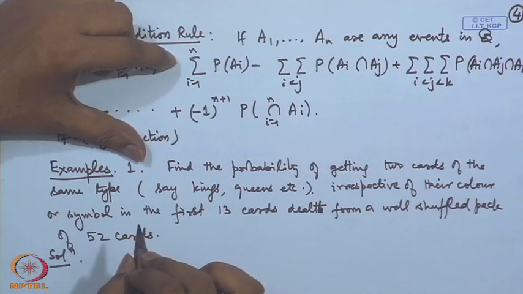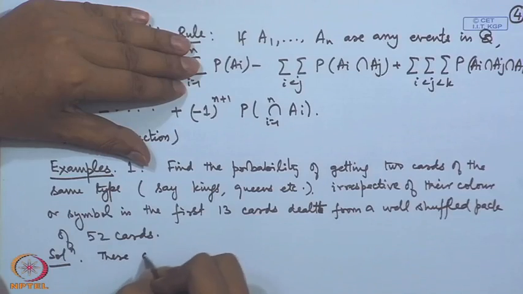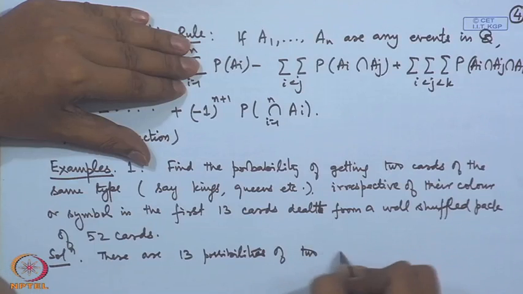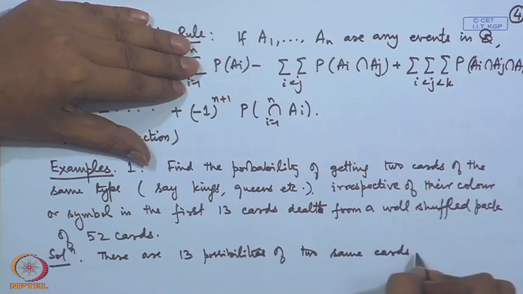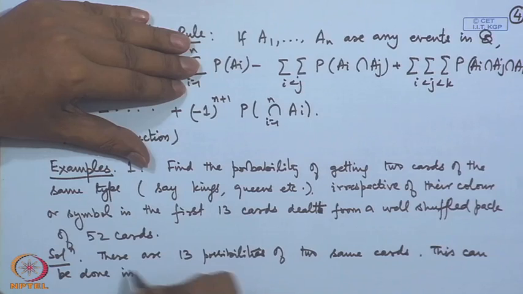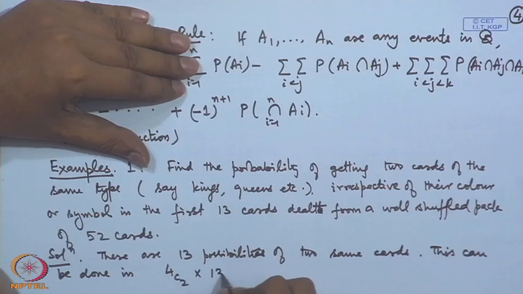Now, there are two cards of the same type. So, how many such possibilities are there? Since we have 13 different numbers, for example 1, 2, 3 and so on, there are 13 possibilities of two same cards. Now for each there are 4 cards, so 4C2 is the number of possibilities, and out of these 13 any of them can be done. So, this is possible in 4C2 into 13 ways.